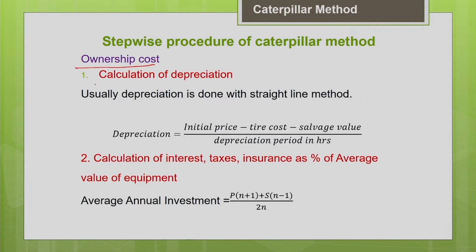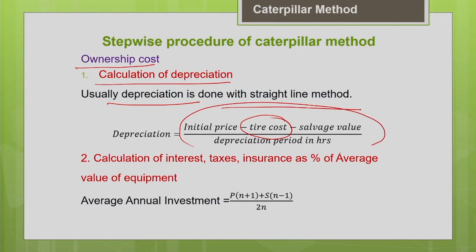Under the ownership cost, we are going to estimate the depreciation first. In this Caterpillar method, we are going to adopt the straight line method for estimation of depreciation. I hope everyone remembers the straight line method of depreciation. How to estimate depreciation using the straight line method? It is the initial price minus the salvage value. Obviously I have to deduct the tire cost also, because tire cost will be considered separately under the operating cost. So depreciation is initial price minus the salvage value divided by the depreciation period in hours.